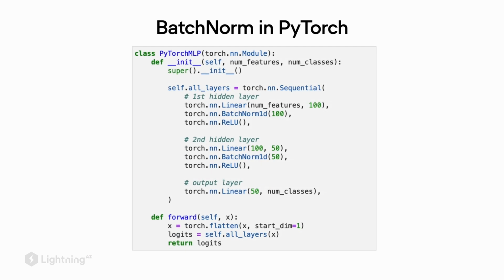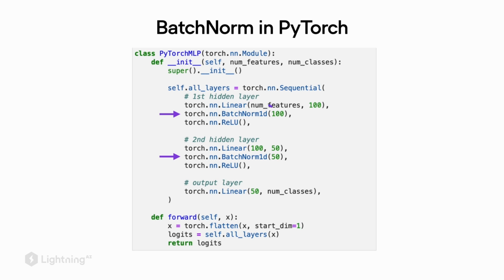Okay, so how do we now use BatchNorm in PyTorch? It's actually pretty simple. There is already a BatchNorm class in PyTorch. We just have to put BatchNorm after the fully connected layer and before the activation function. However, note some people also prefer to put BatchNorm after the activation function, which is a choice that also works fine.